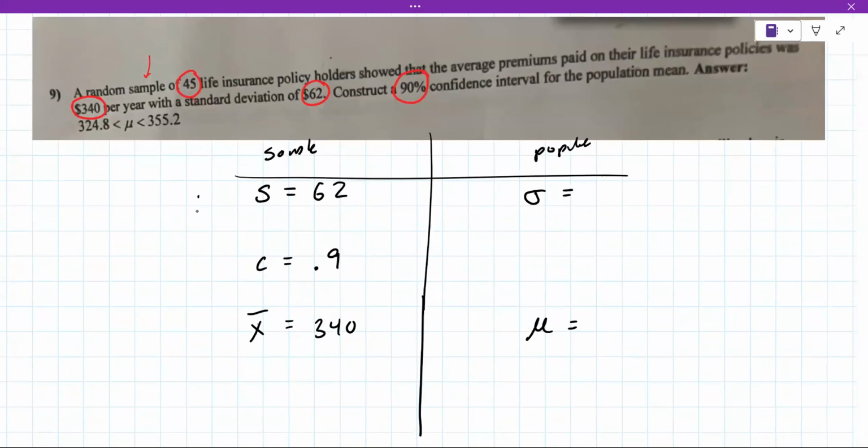And 45 is the number of samples in this one. That's n, little n. Big N, which you rarely see, is for the population. Is that okay? All right. Keep in mind for sample, they're typically alphabetical letters. Population is Greek letters.